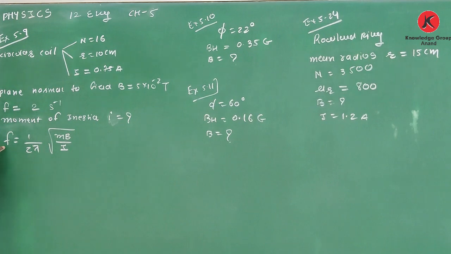Yes, we know the equation of frequency. f is equal to 1 upon 2 pi under root mB upon I.